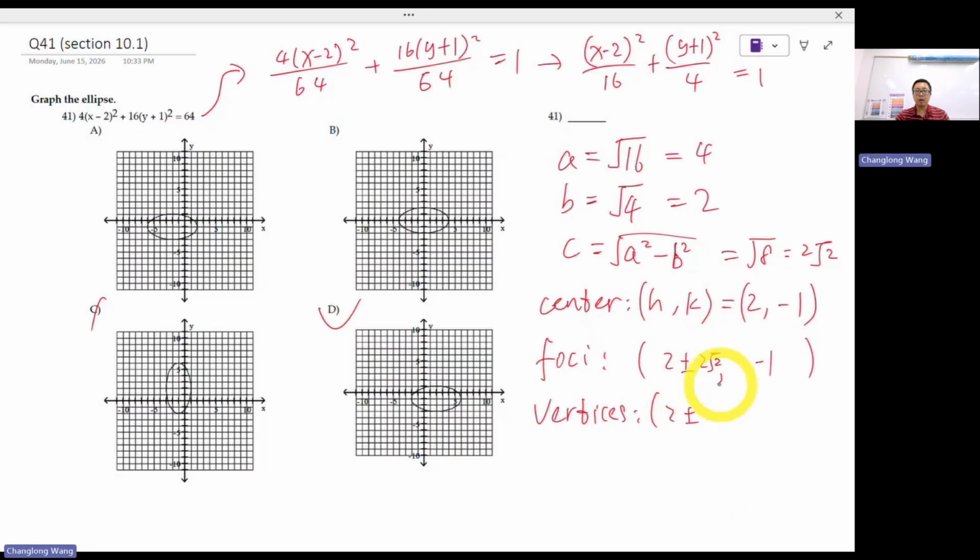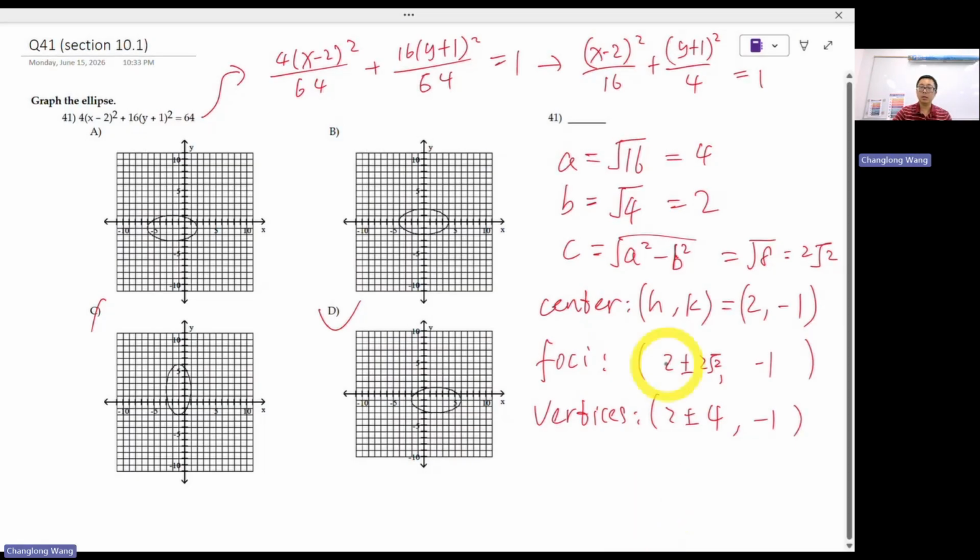But instead of going plus or minus C, you're going to go plus or minus A. Okay? And that's it, right? There's nothing else you have to know about the ellipse. And it could be done within a minute or two. You just have to go through the logic and make sure that you don't hesitate at any level.